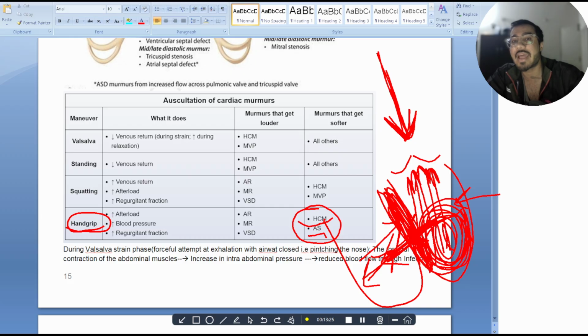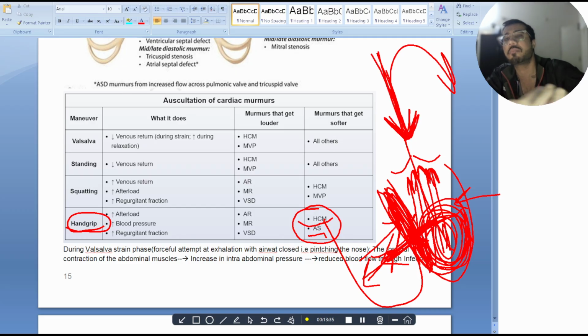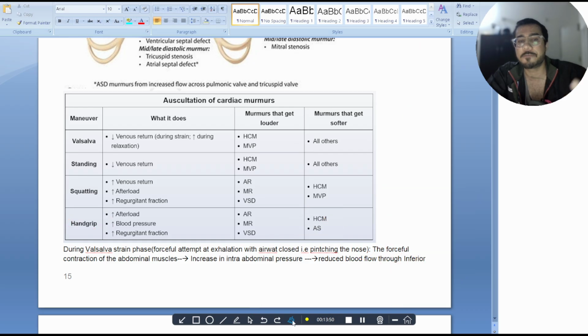The reason behind that is because the blood is not flowing that quickly across the valve, the stenosed valve. Why is the blood not flowing quickly across the stenosed valve? Because there is greater back pressure. Yes, the blood is flowing through the stenosed aortic valve, but because of greater back pressure, the blood is flowing slowly, and since the blood is flowing slowly, that results in softening of the murmur.